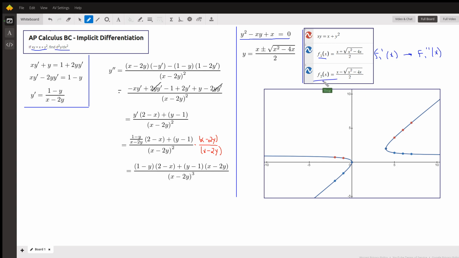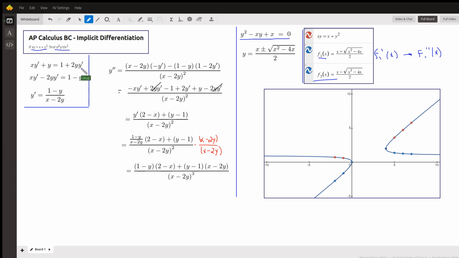And similar here, okay? But we're doing it implicitly. So we'll use the product rule on the left, first times the derivative of the second, plus the second times the derivative of the first. And then on the right side, the derivative of x is 1. For y squared is 2y, y prime.